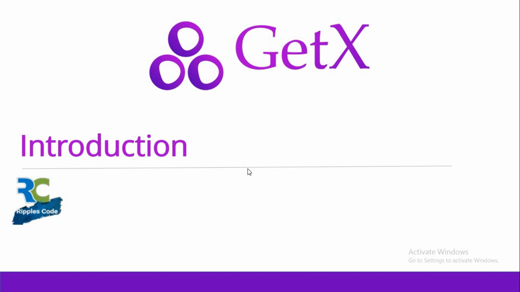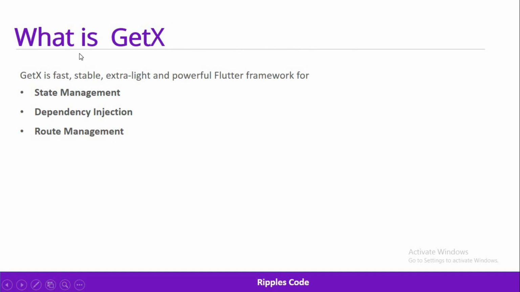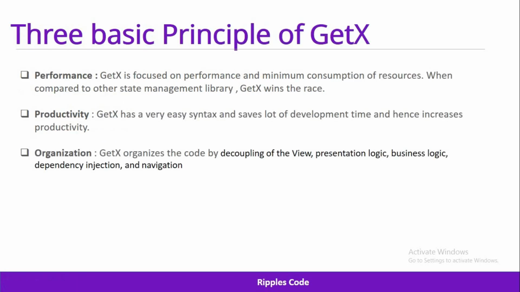Now let me move to the slide. As you can see, what is GetX? GetX is a fast, stable, extra light and powerful Flutter framework for state management, dependency injection and route management, as I discussed. Now all these topics, that is state management, dependency injection and route management, I will discuss throughout the video series. What are the three basic principles of GetX?